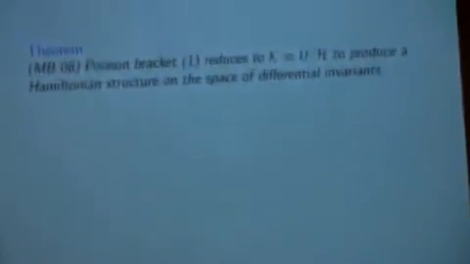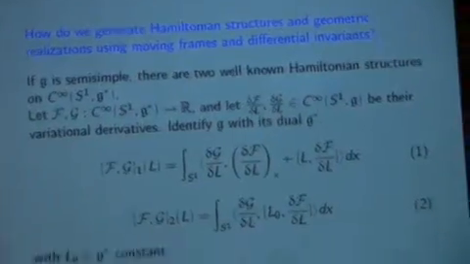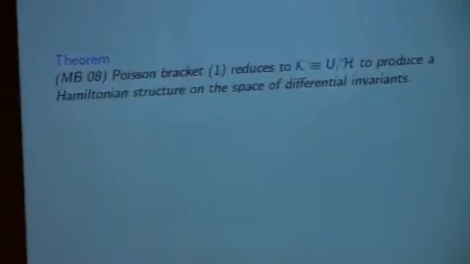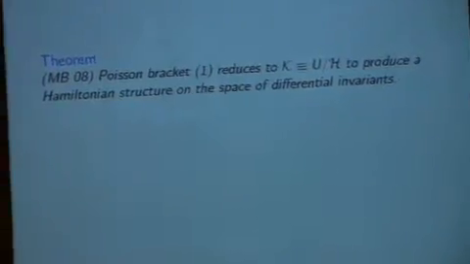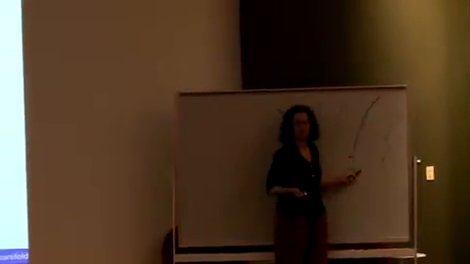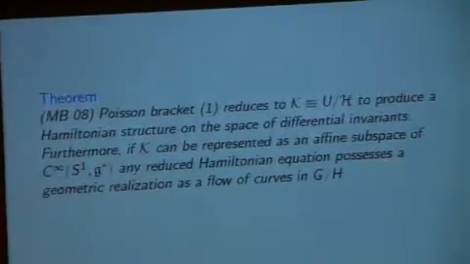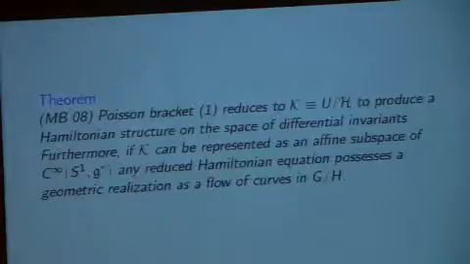So the theorem is that the first Poisson bracket, there are two, right? The first Poisson bracket I can always reduce. It reduces always to that quotient, just by usual Poisson reduction. And so it gives me a Hamiltonian structure on the section of this quotient, and that's just my invariants. So I have a Poisson structure in that invariant space. And if K can be represented as an affine subspace, any reduced Hamiltonian is going to have a guaranteed geometric realization in the manifold. Okay, so now it's not on the invariant space, it's on the manifold.